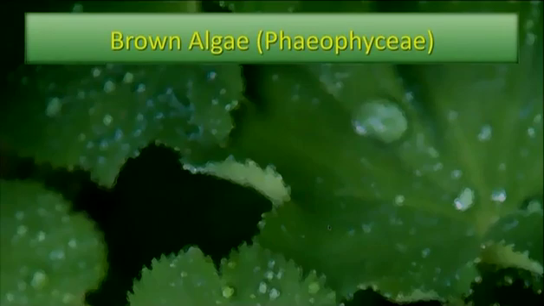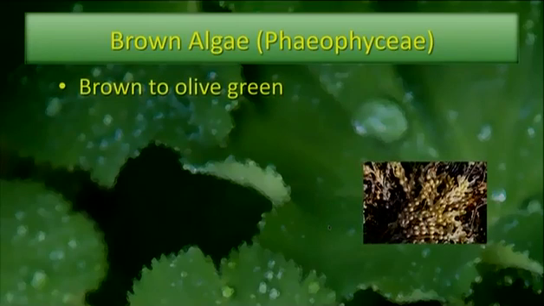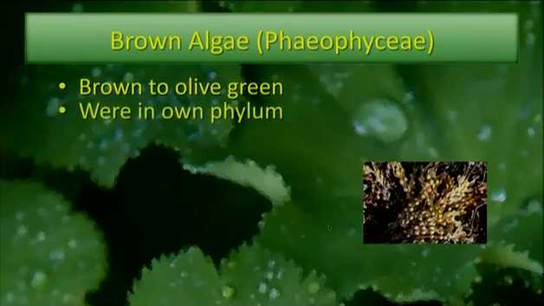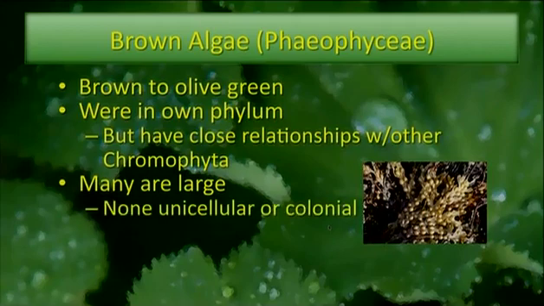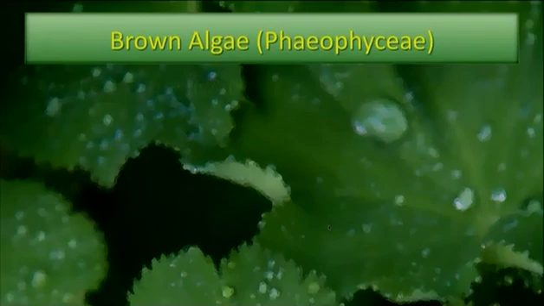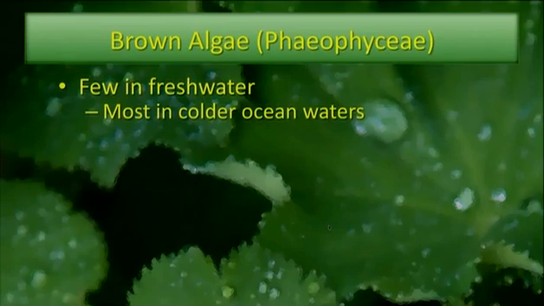Now the brown algae, or the Phaeophyceae. Before, the brown algae were in their own phylum, the Phaeophyta, but analyses show that they have close resemblance to other chromophytes. They're brown to olive green in color. Many are large. There are none that are unicellular or colonial. There are a few that live in fresh water, but most of them live in colder ocean waters.